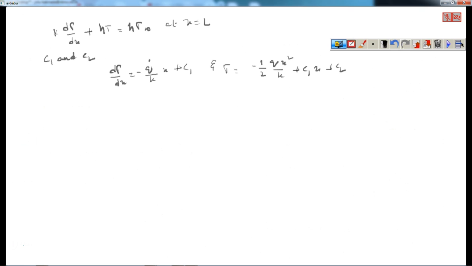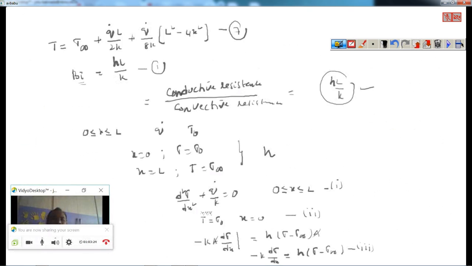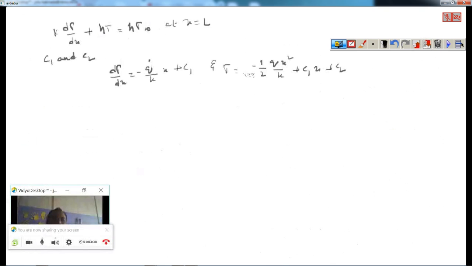I mean to say, if I integrate this equation first, and then integrate again, what will happen? You know, right? That is going to be the temperature. So you have got these two equations. Now to these equations I will apply the boundary conditions.